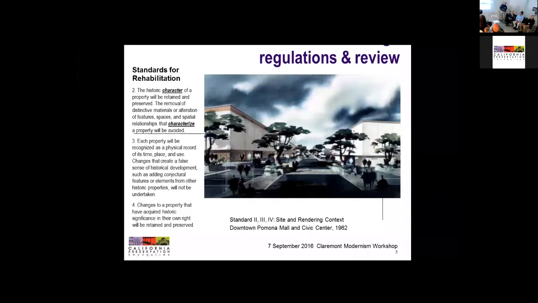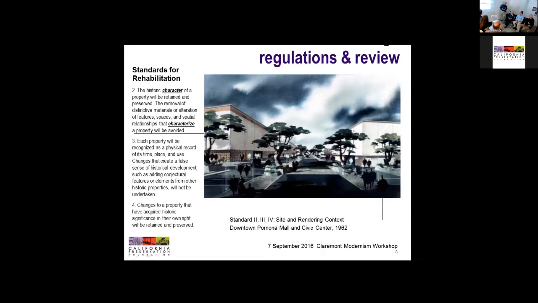The historic character of a property will be retained and preserved. That's the or else clause. The removal of distinctive materials, et cetera, that characterize a property will be avoided. So it's embodied within the standards of rehabilitation that character, and character defining features, are an important aspect of what you are looking at and what your approach is in a preservation project, or if you're in design review, what you are trying to achieve. This we'll get to at the conclusion.